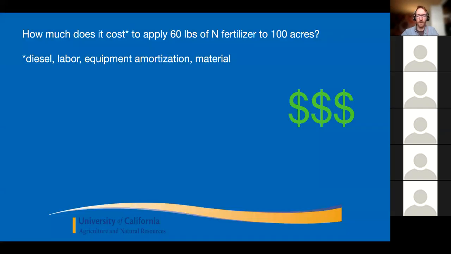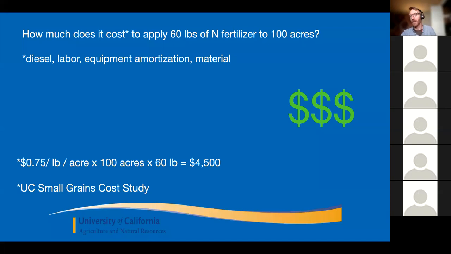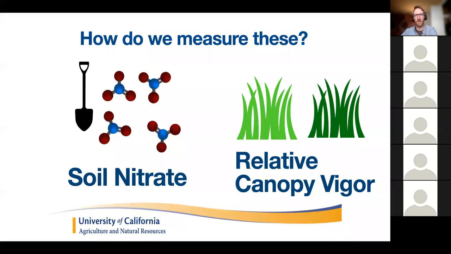So, drum roll. The answer is 4,500. Now, this is based on a UC small grains cost study. We're including diesel, labor, equipment, material, all that stuff into that as well. But we're estimating it comes out to about 75 cents a pound per acre. And so over the course of large acreage, that ain't nothing. That adds up. And so that's kind of where we're pulling that number from.